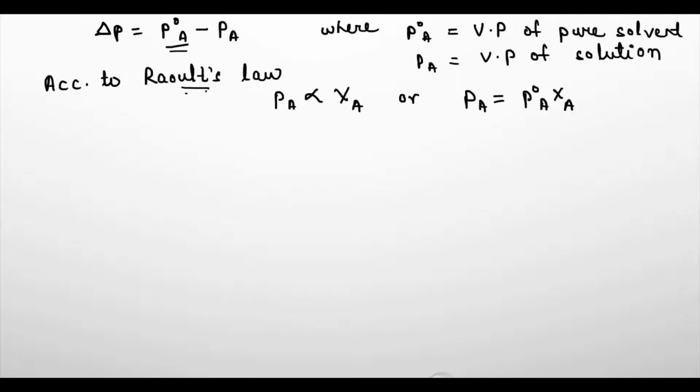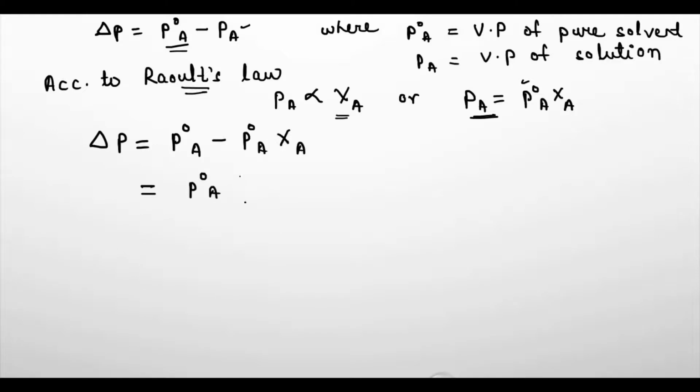Now we have already discussed Raoult's law, according to which the vapor pressure of a solution is directly proportional to the mole fraction of its constituent components. So it can be written as PA is equal to P naught A XA. Now substituting this value in the lowering of vapor pressure, we get delta P is equal to P naught A minus P naught A XA. Again, the common term is P naught A, so it can be written as P naught A into 1 minus chi A.